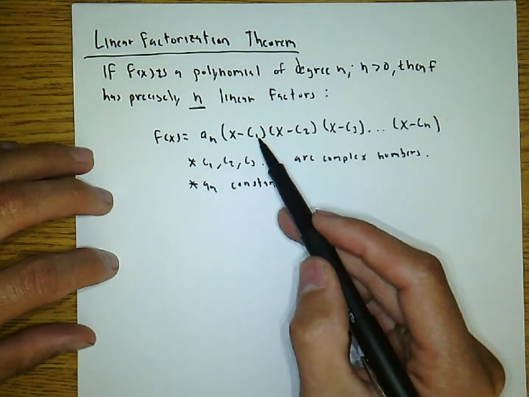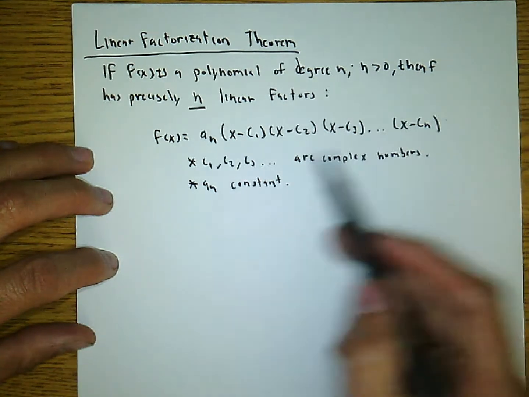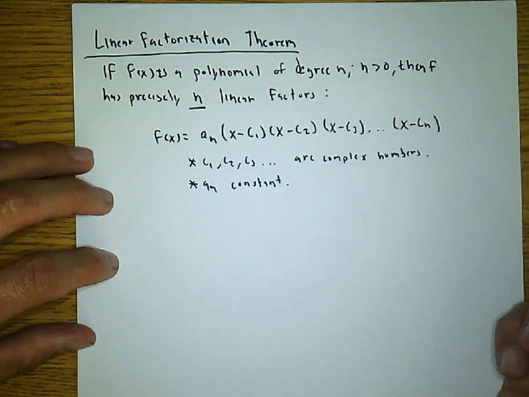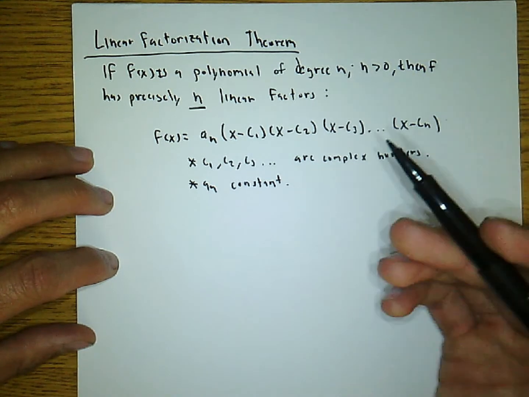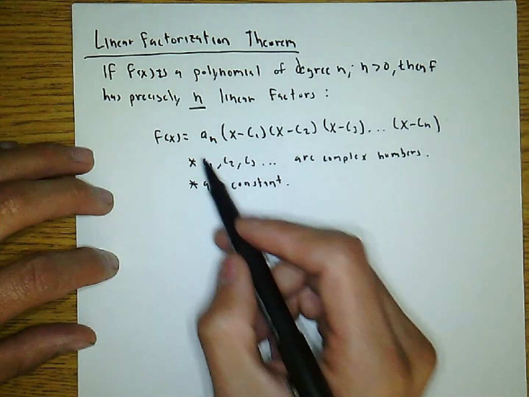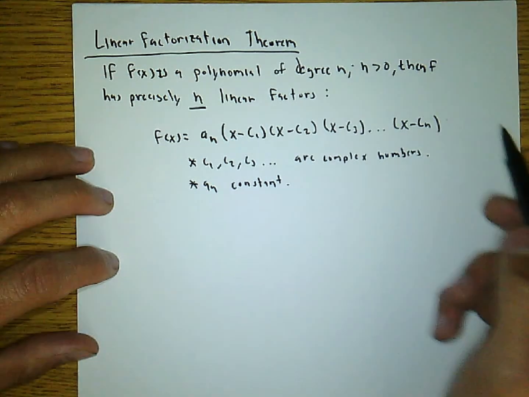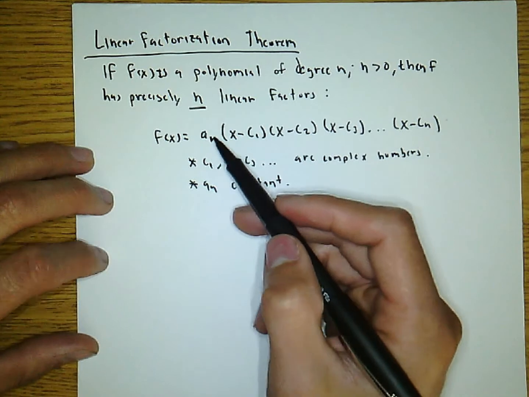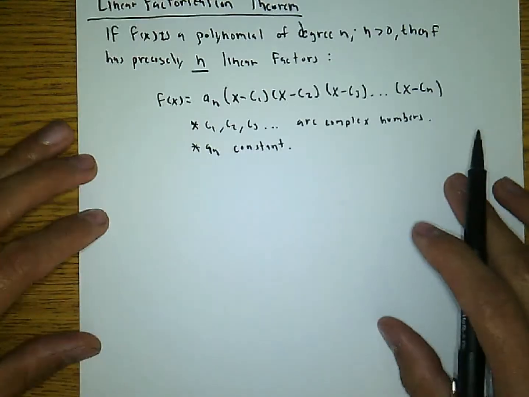What this is representing, c1, c2, c3, cn, those are representing the complex numbers or your zeros, right? Remember, to find your zeros, your first factor, you set that equal to 0. So this is going to represent your roots. And then a sub n is going to be a constant, right? So you could have a constant all the way in front of this, okay? So let's do an example of what I mean by that.